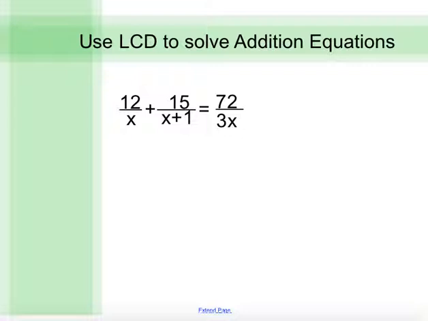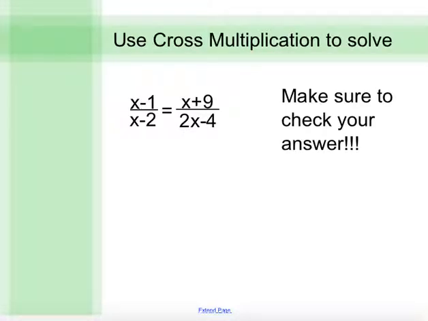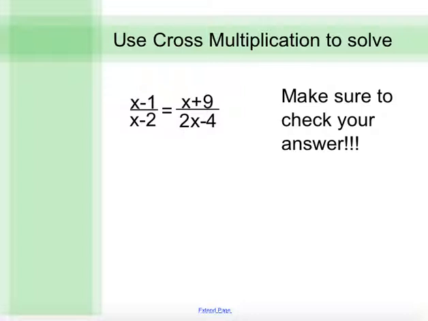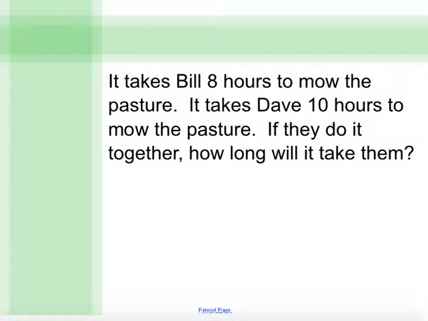Here are some other examples that you can work on for yourself. You can, if they're a proportion, like this one, use some cross multiplication. Or if you need some common denominators, make sure that you're using that least common denominator to work through it.